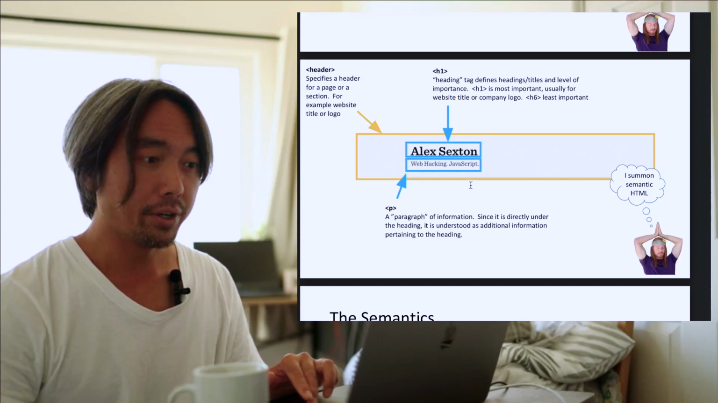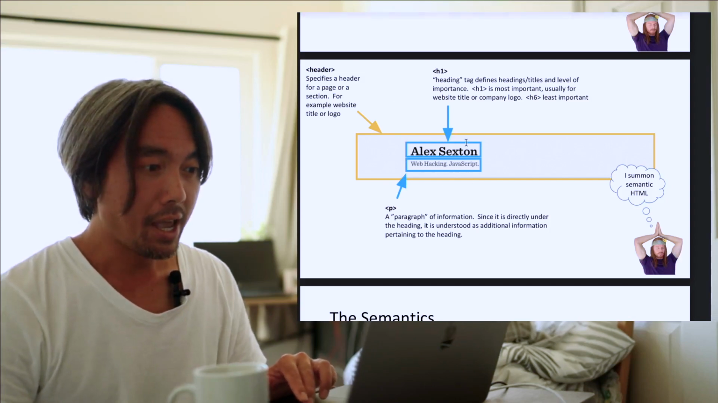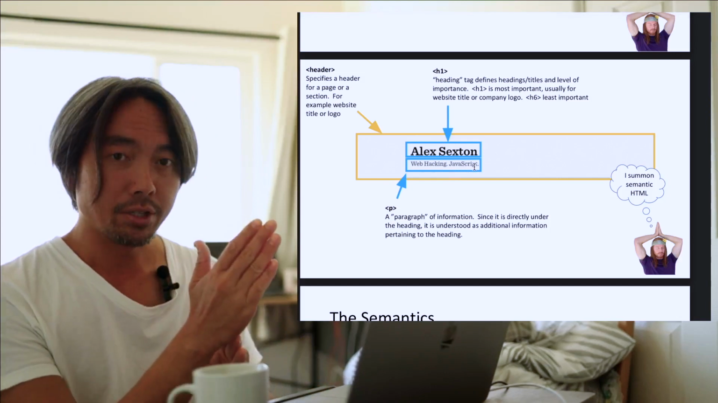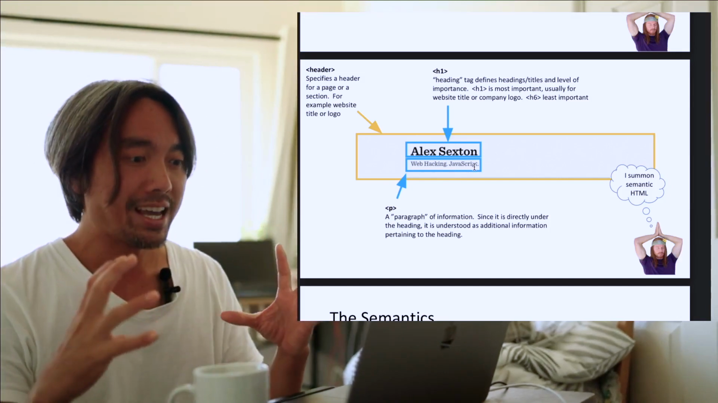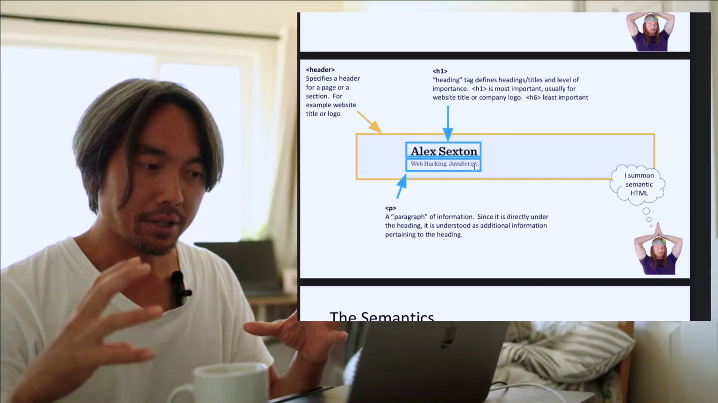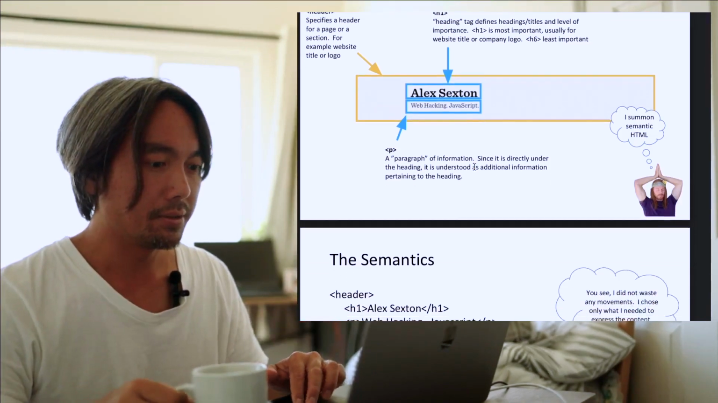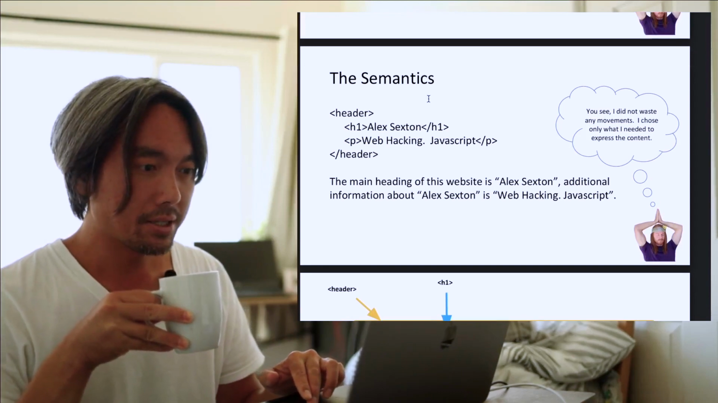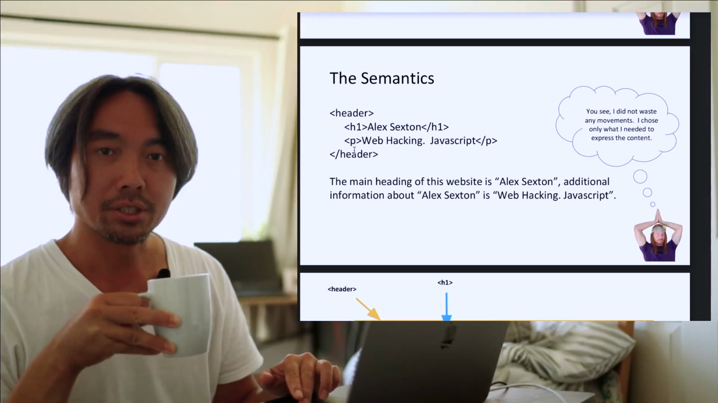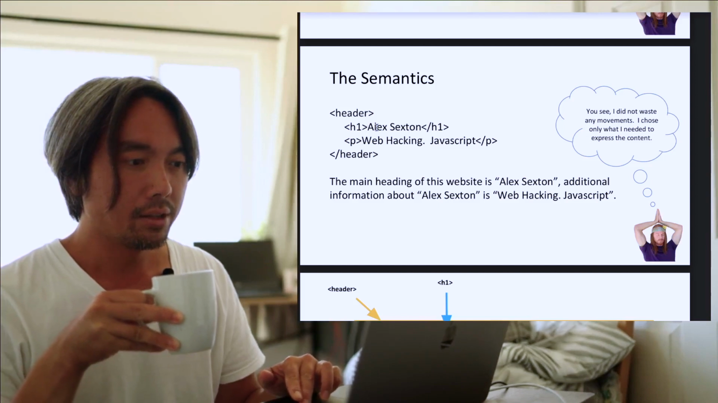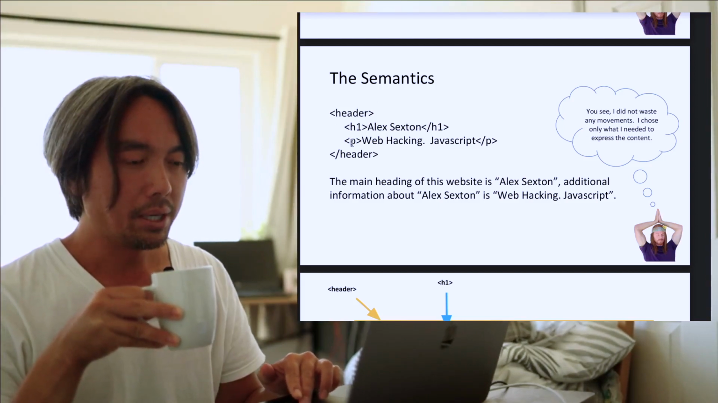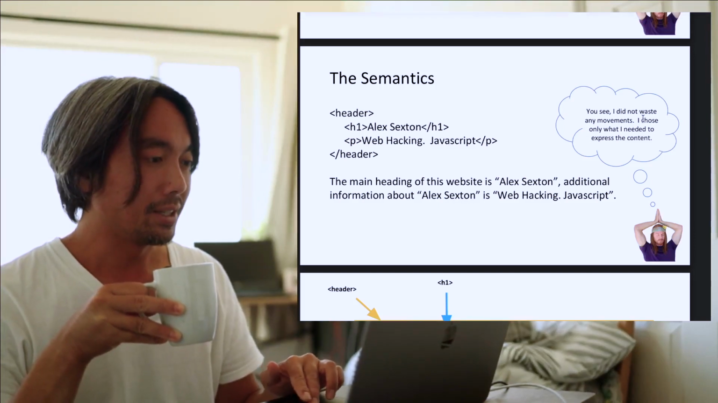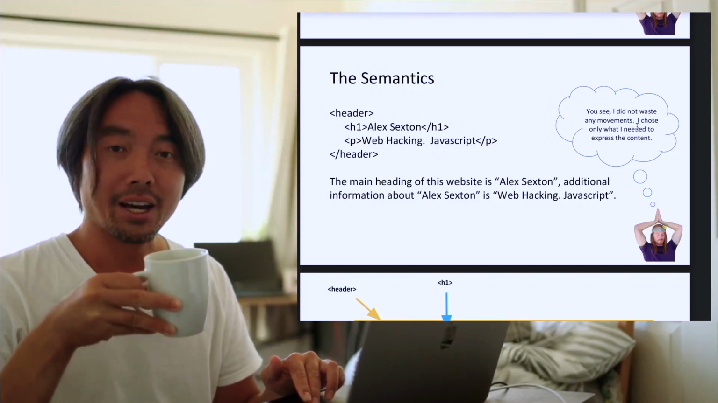And finally, he chooses a P tag for the subtitle. And as you can see, he's very efficient here. He's not adding anything extra. He's very efficient with his strikes, and every tag has meaning, describing the meaning of the content. So this slide is saying the semantics. This is how it actually looks in code: you have header, then H1, Alex Sexton, P for the web hacking JavaScript subtitle. Like he says, you see, I did not waste any movements.